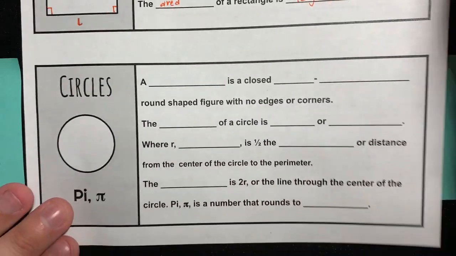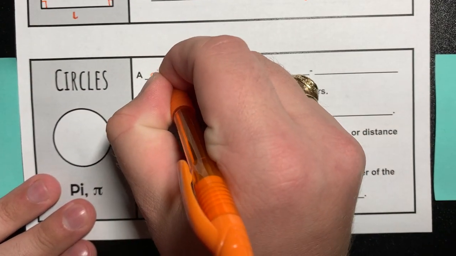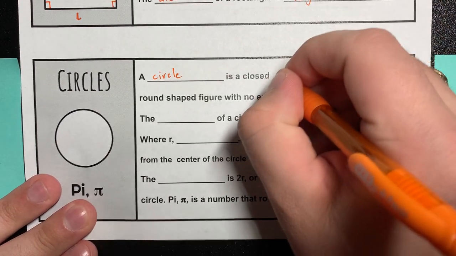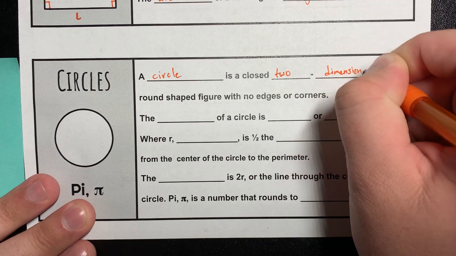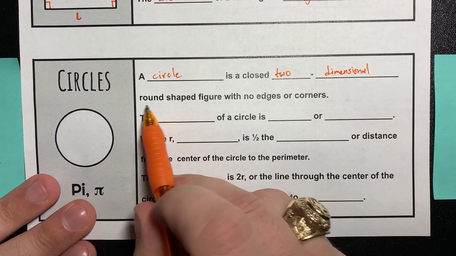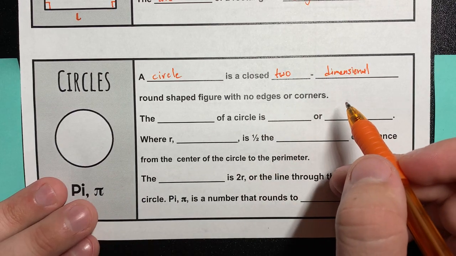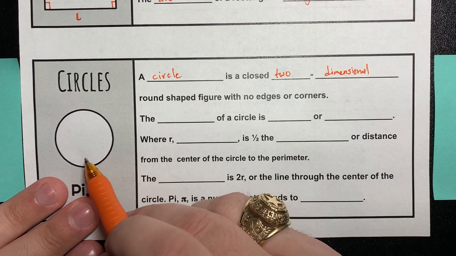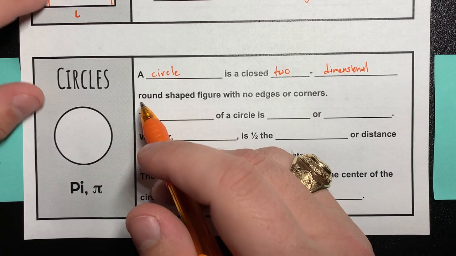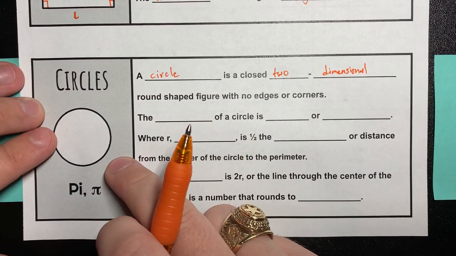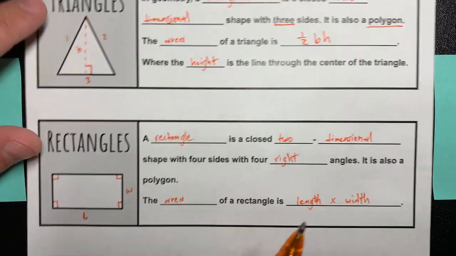Moving on, we have circles. So a circle is a closed two-dimensional shape but it's a round-shaped figure with no edges or corners. So because of this, this is not a polygon. A circle is not a polygon because it doesn't have any straight edges like this. It's still closed, there aren't any gaps, but there aren't any straight lines like we see in a rectangle or even a triangle.